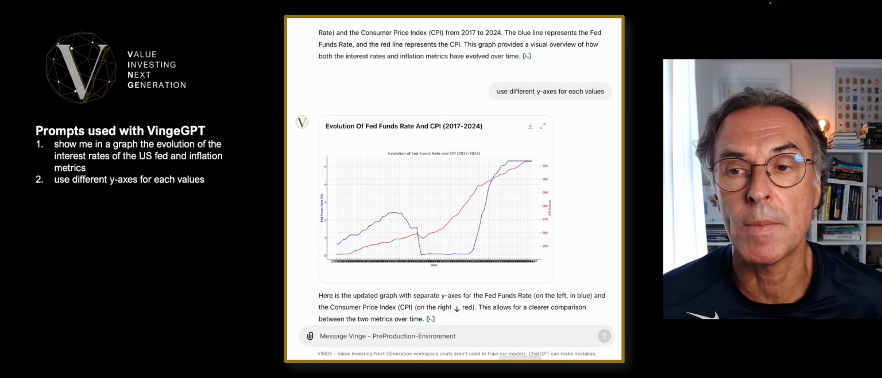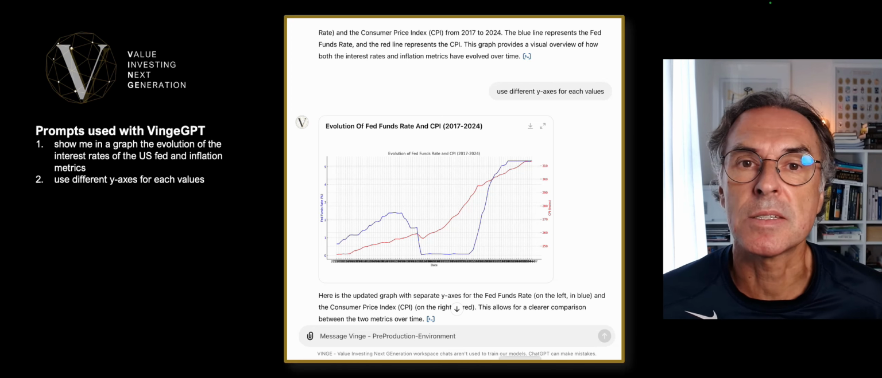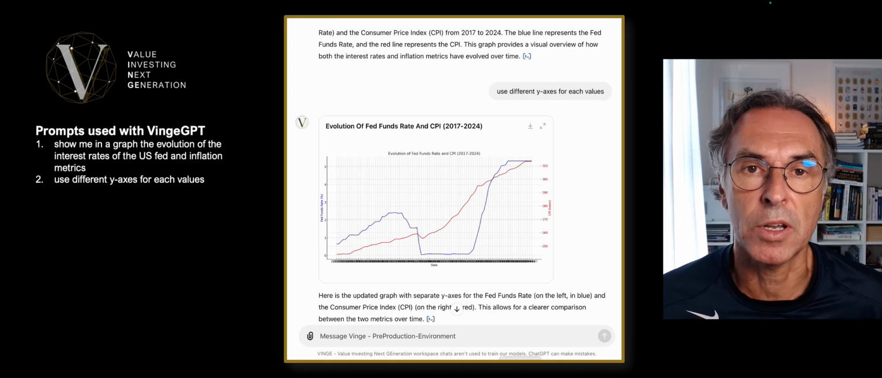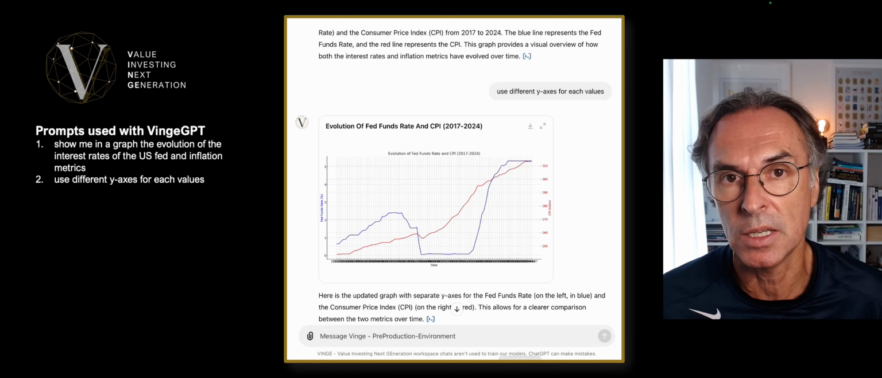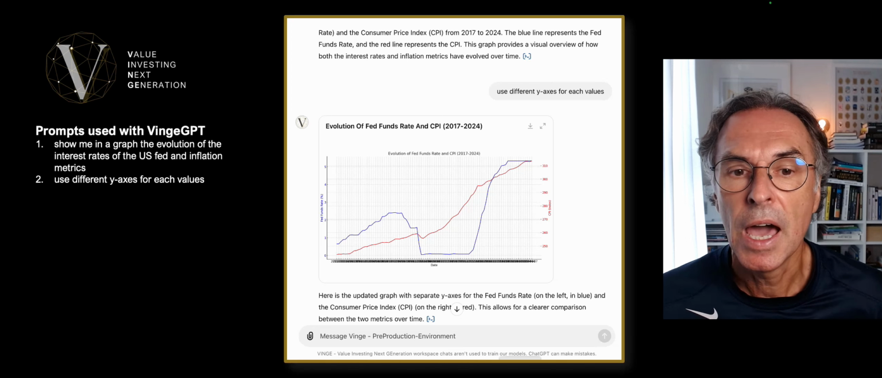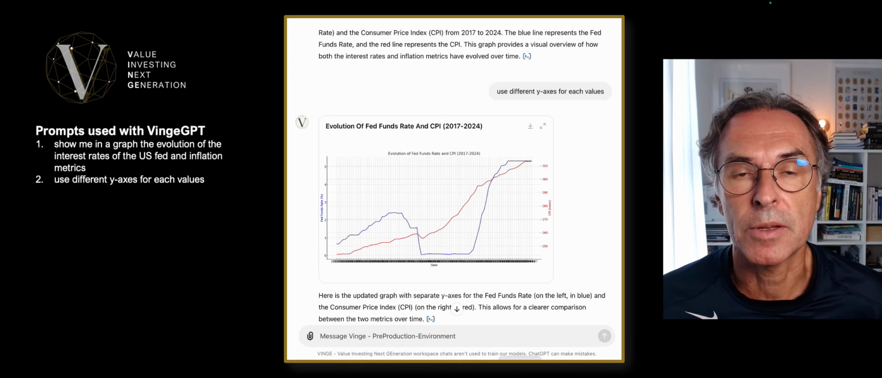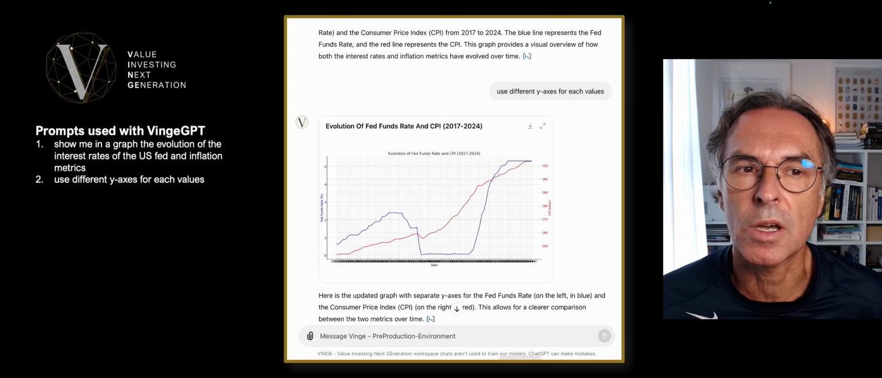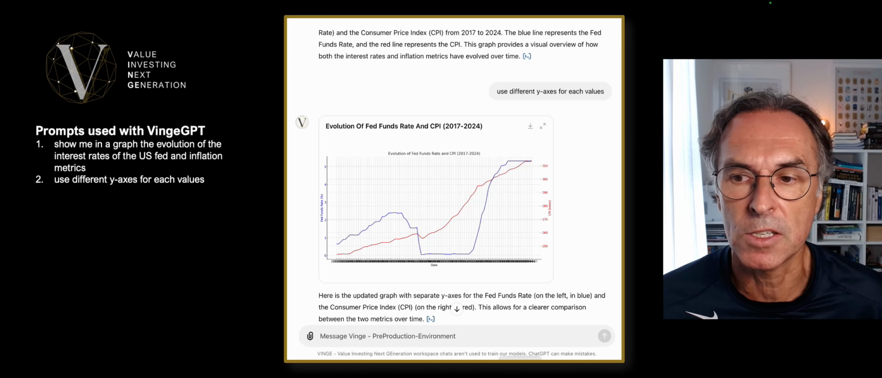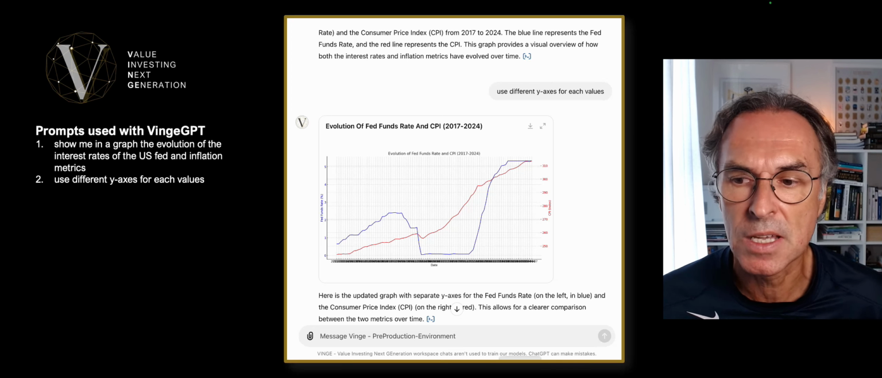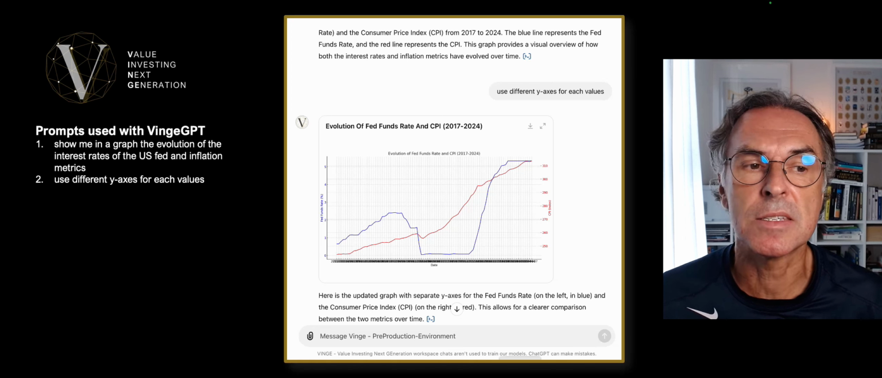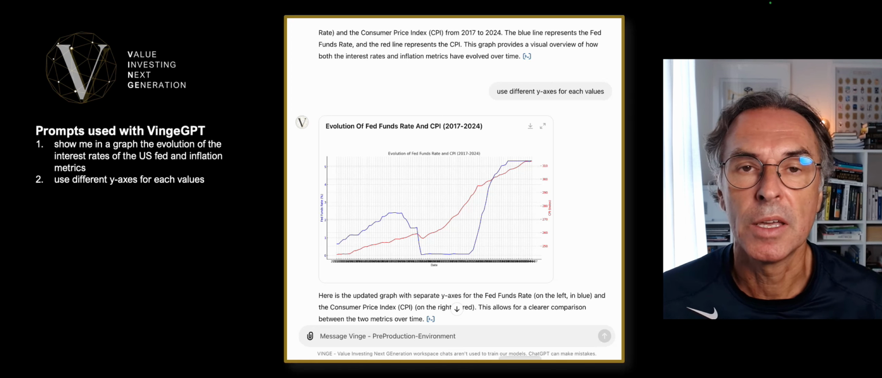Remember that VingeGPT has, since a little bit more than a month, a direct connection to the US Federal Reserve. So you can ask VingeGPT to provide macroeconomic indicators from the US Federal Reserve. Here you see that I submitted two prompts to the US Federal Reserve directly through VingeGPT. The first one asked for a graph showing the evolution of the interest rates of the US Federal Reserve and inflation metrics. And just by saying that, it retrieved the two metrics that are important.